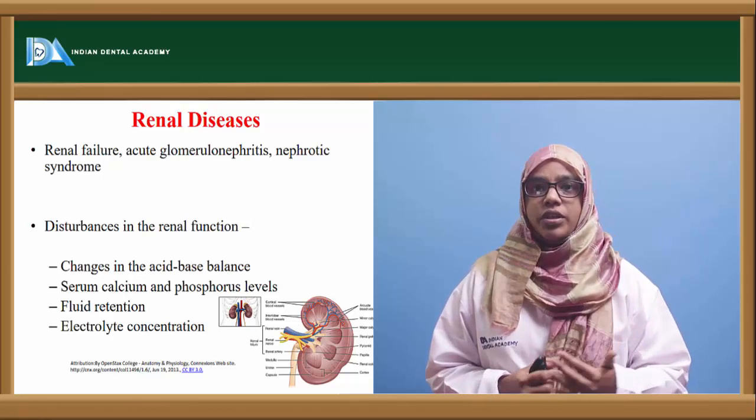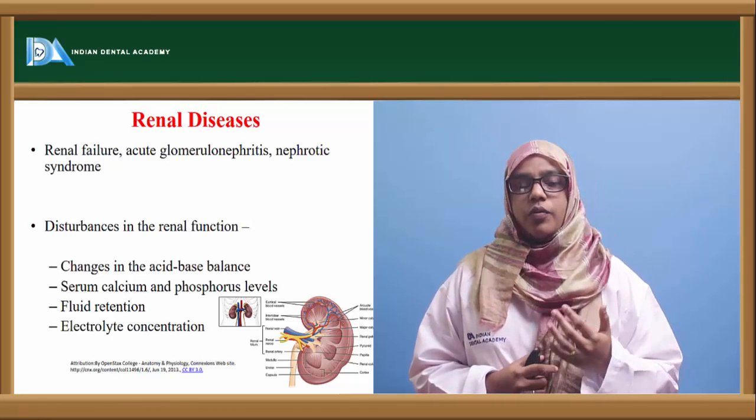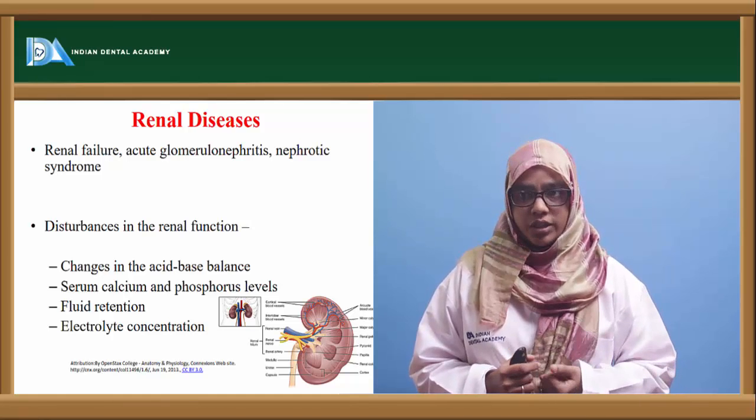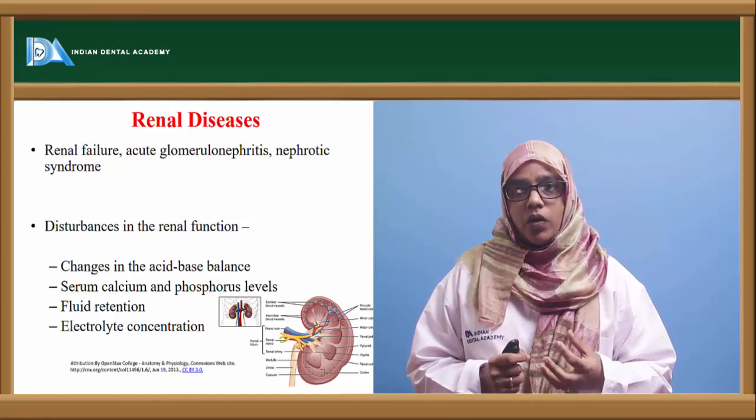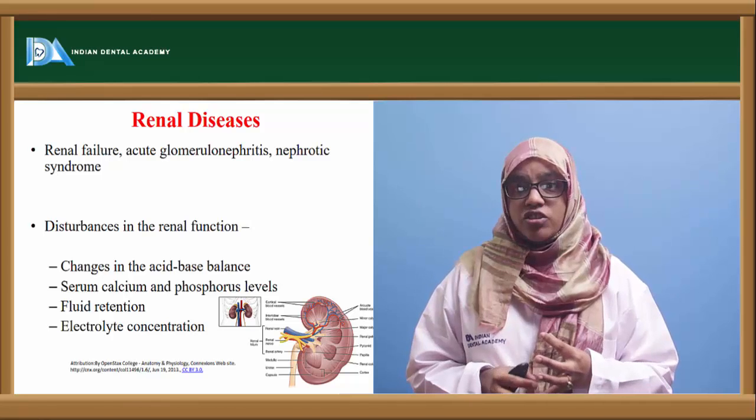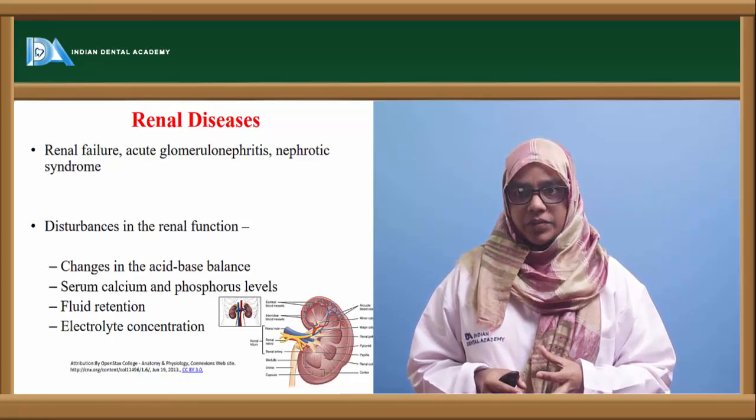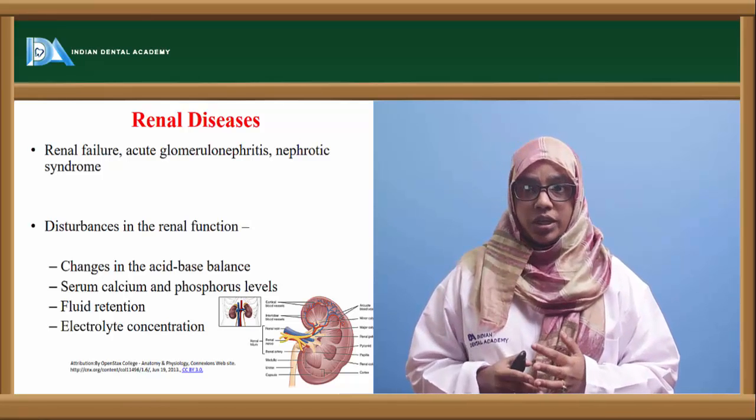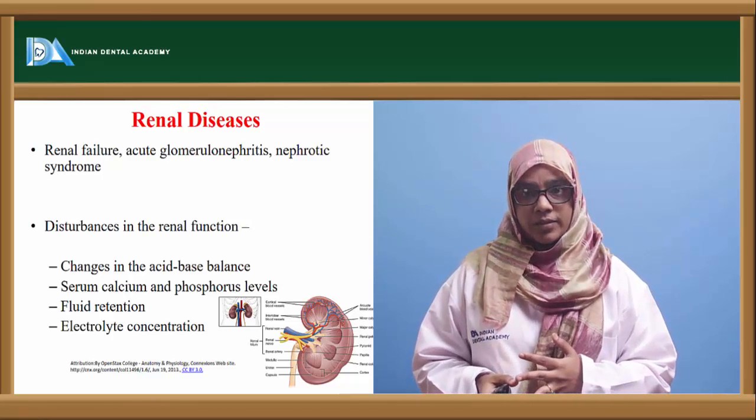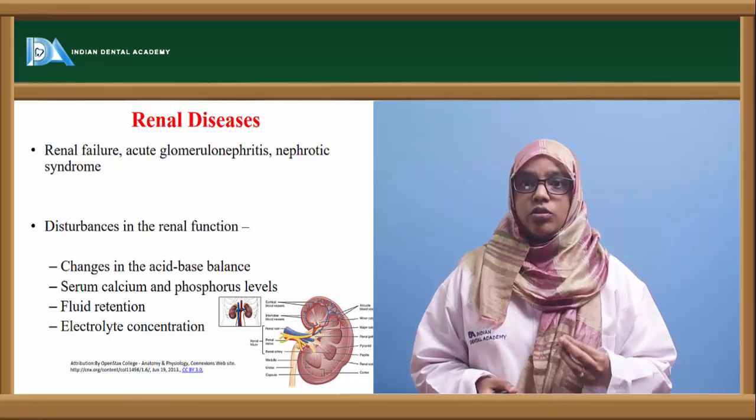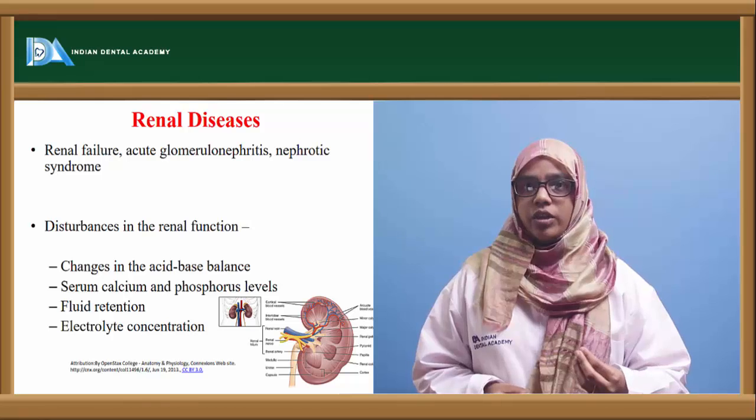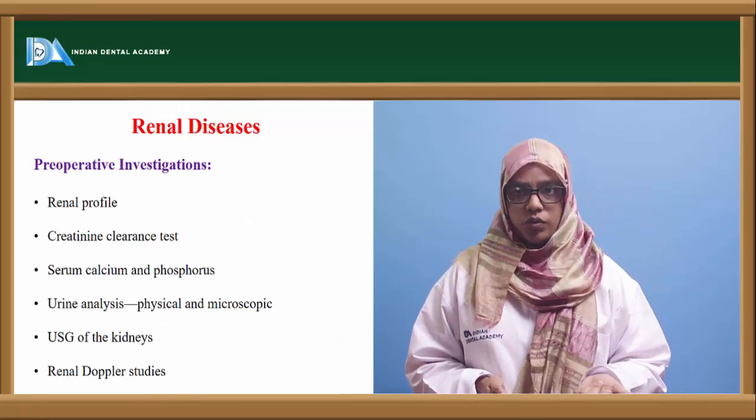Let's move on to the renal disease. Okay, now these are nothing but renal failure, acute glomerulonephritis, nephrotic syndrome. Because of this renal disease, there is change in the acid-base balance. Serum calcium and phosphorus levels are also affected. There is fluid retention, there is electrolyte imbalance. Most of the drugs are excreted through the kidney, so you need to give drugs very carefully because even a small amount can cause an overdose.